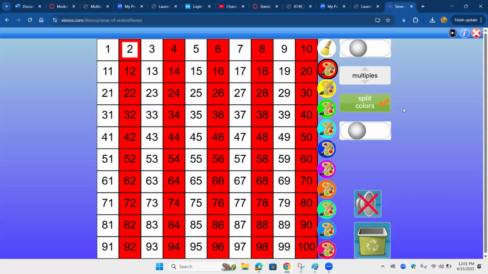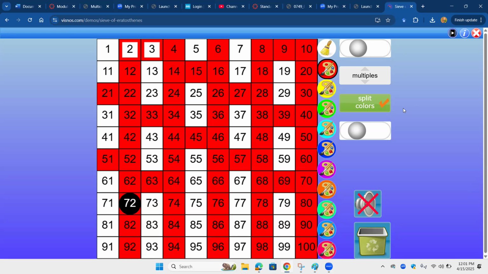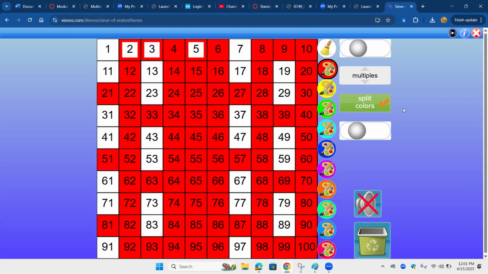So now let's look at 3. I get to keep 3, but all the multiples of 3 are not prime because they're multiples of 3, so they have some other factor. 5 is prime, but all the multiples of 5 are composite, so we don't use them. So far we have 2, 3, and 5, and we're left with 7.